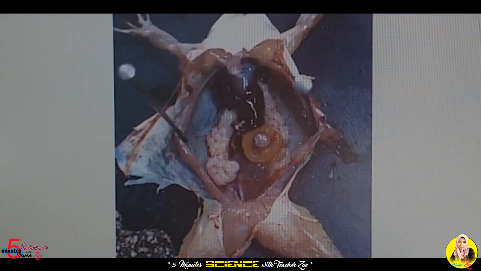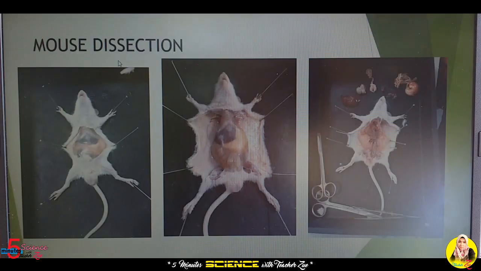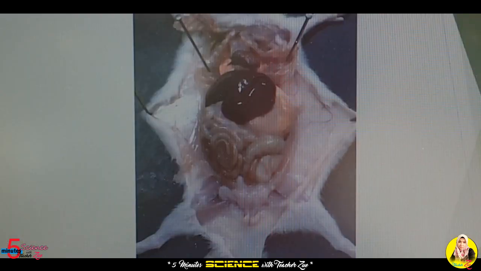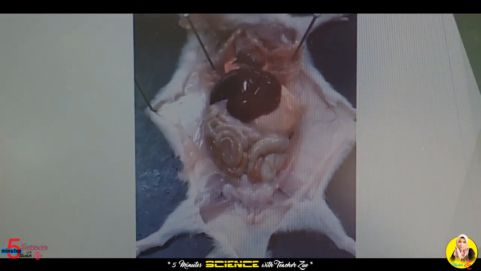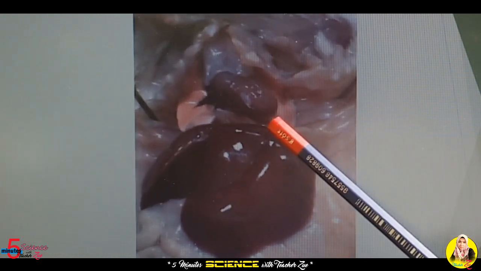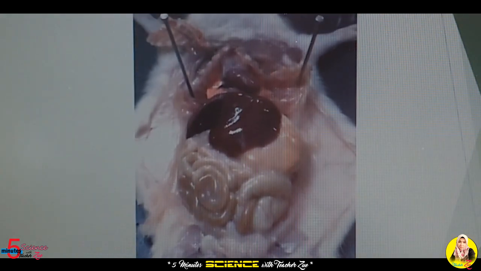Okay, next, this is also the frog dissection. Next, we have mouse dissection, also in my Form 4 biology class. Okay, this is the mouse, and this one we have removed all its organs. And watch the video. Okay, it is still alive. This is all the organs, and the heart is here.